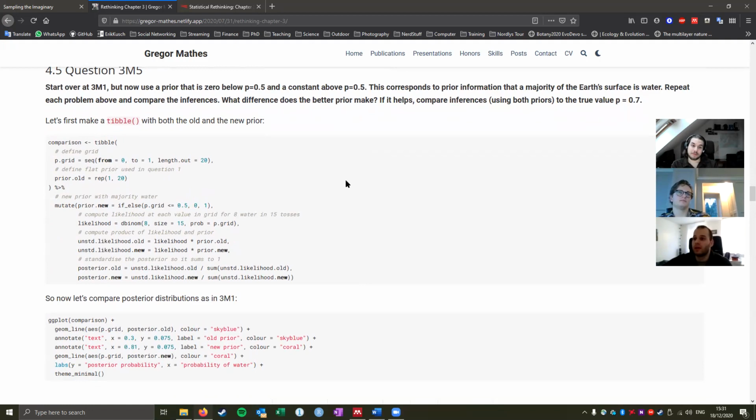Start over at medium question 1, but now use a prior that is 0 below p equals 0.5 and a constant above 0.5. This corresponds to prior information that a majority of the Earth's surface is water. Repeat each problem above and compare the inferences. What difference does the better prior make? It helps, if it helps, compare inferences using both priors to true value of p equals 0.7.